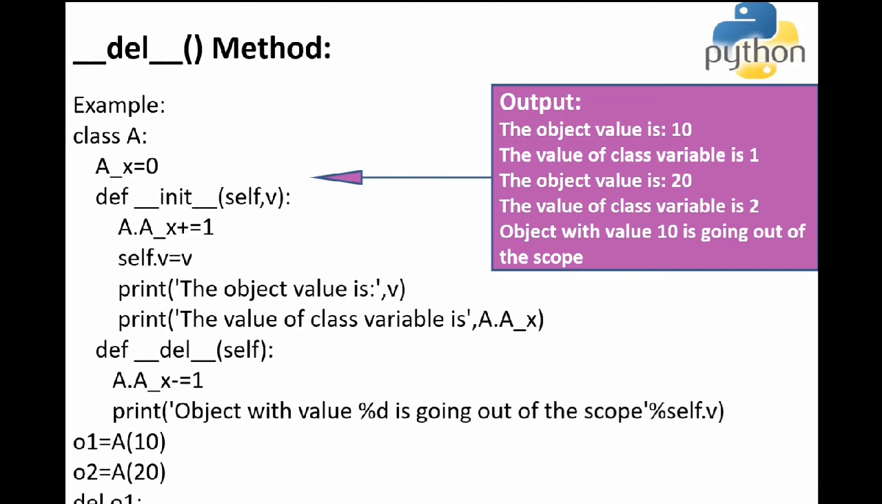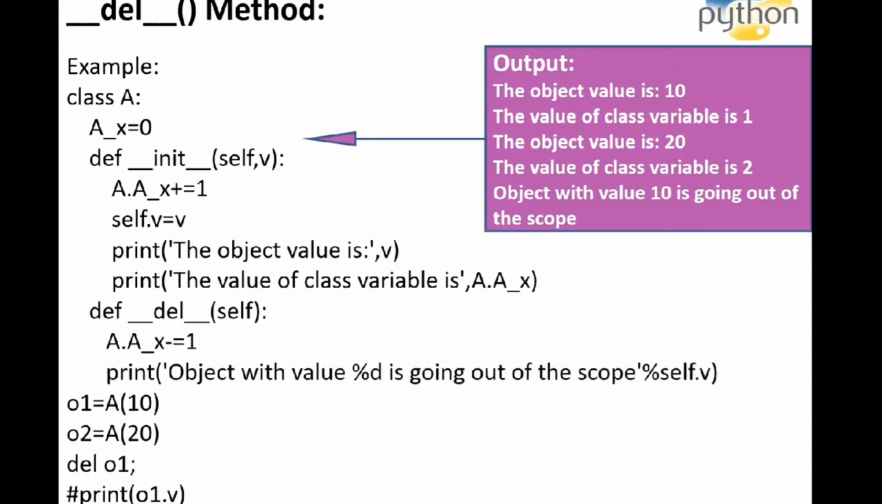I said the object value is 10, because you can see that I have called o1 equal to A(10). When I said A(10), automatically the init method will be called, where all the code that you have written in the init method will execute. So the object value is 10, and the value of the class variable is 1, meaning that only one object is created.